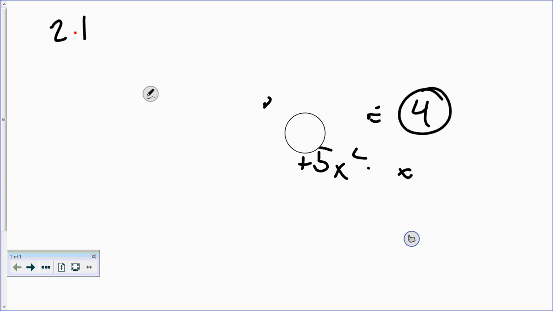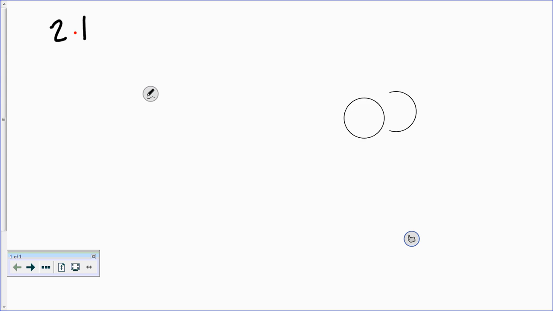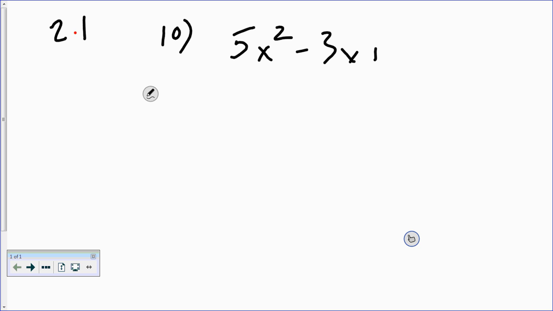Number 10. Zipping right along. Which of the following is a quadratic trinomial? Okay, so the quadratics are raised to the second power. Again, if you think about a square, x squared minus 3x plus 8. This is your quadratic.